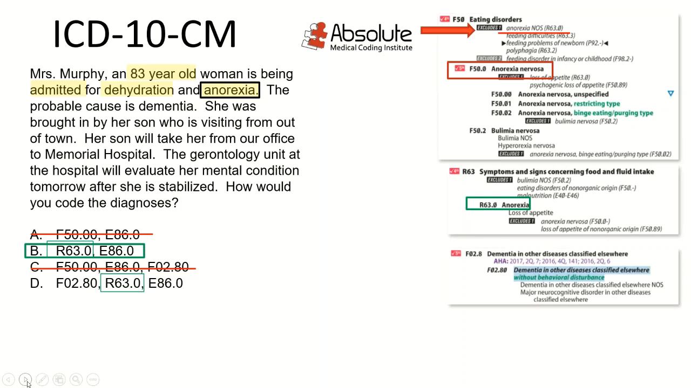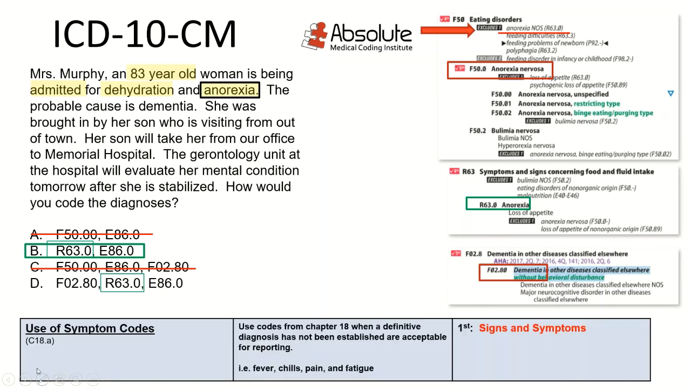Now F02.80, the first code in answer D, is for dementia. Why are we not coding F02.80? Why would that not be our code? Yes, pay attention to those keywords, and it's saying probable. We do not code the probable diagnosis, so F02.80 is going to be incorrect. We are just going to code the symptoms here, because a definitive diagnosis has not been established.